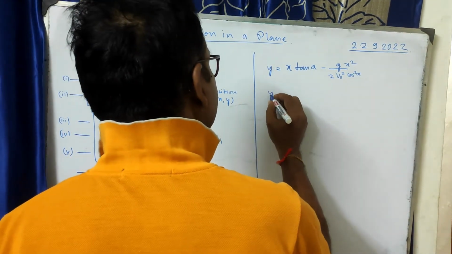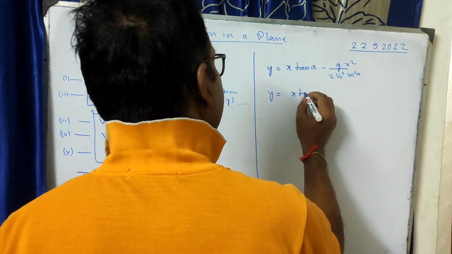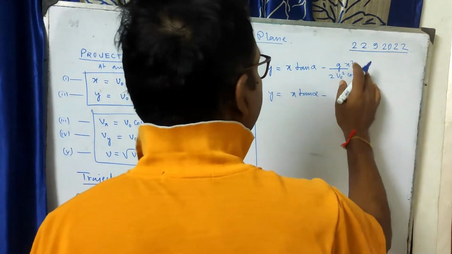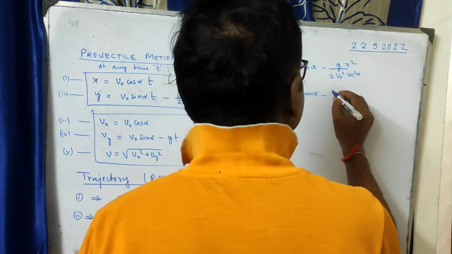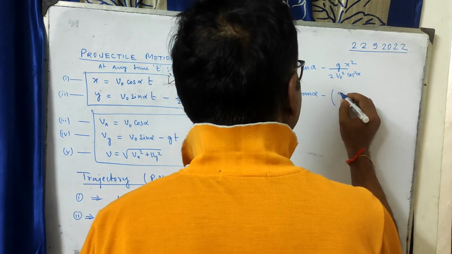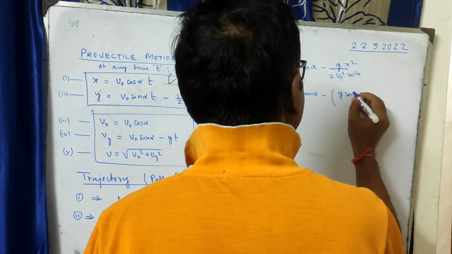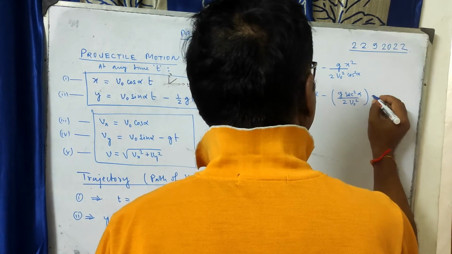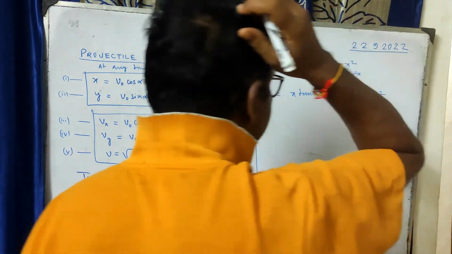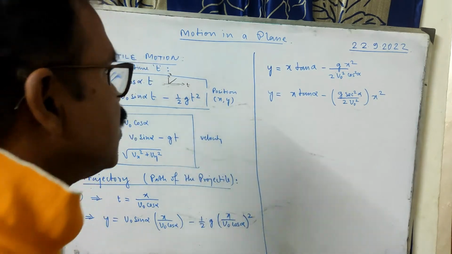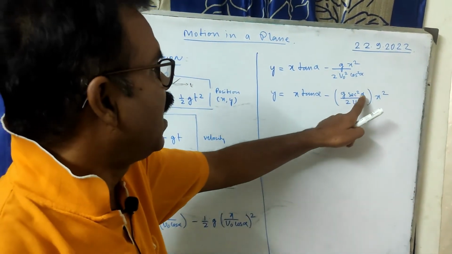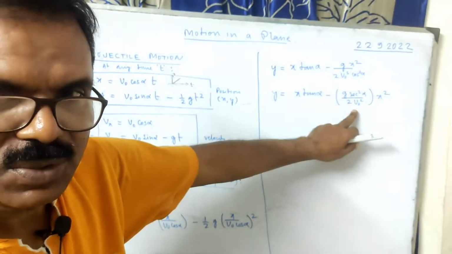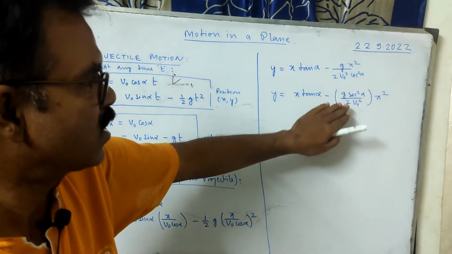Okay, now y is equal to x tan alpha minus g is constant, right? X is varying and this is also constant, right? So I can make it g secant square alpha divided by 2 v0 square, x square, right? This whole thing is constant. Are you getting me? g is constant, alpha is constant, isn't it? Initial angle you know, and initial velocity also you know. 2 is already a constant, so this whole thing is a constant, right?